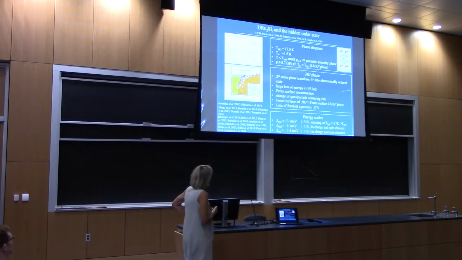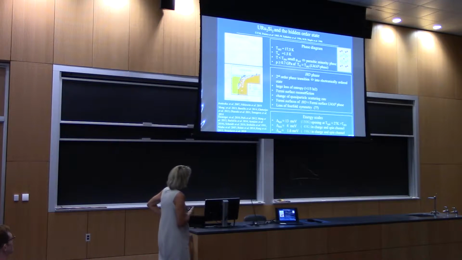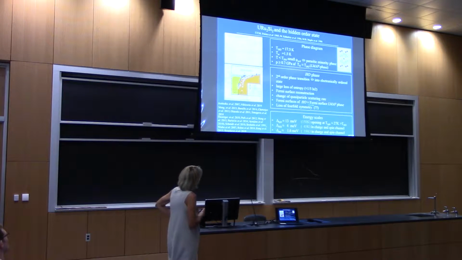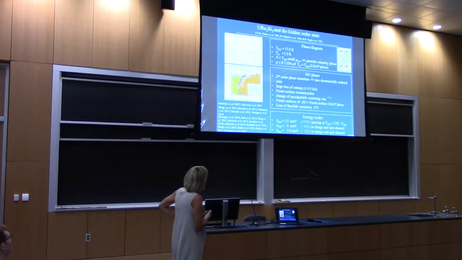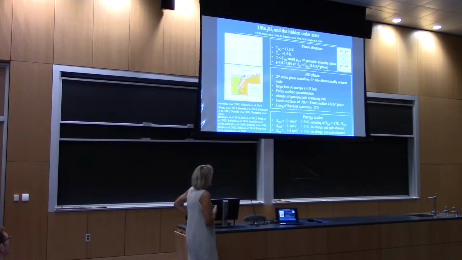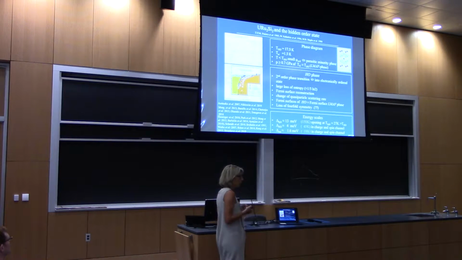Known about the hidden order phase is that it's a second order phase transition into the electronically ordered state. It goes along with a large loss of entropy, about 0.2 R ln 2. There's a perfect surface reconstruction. It's also known, I think from the de Haas-van Alphen experiments of Hassinger et al., that the Fermi surfaces of the hidden order and antiferromagnetic phase are very similar. And it goes along with a loss of fourfold symmetry.